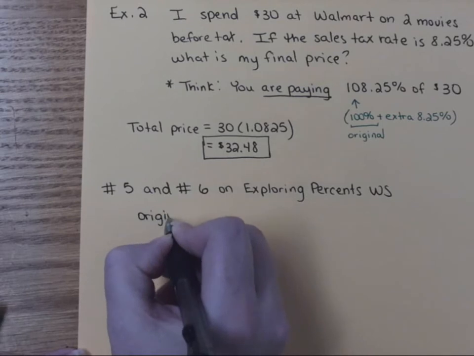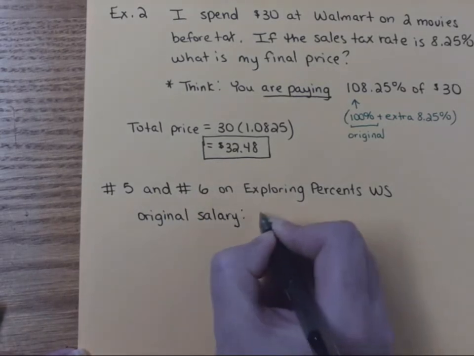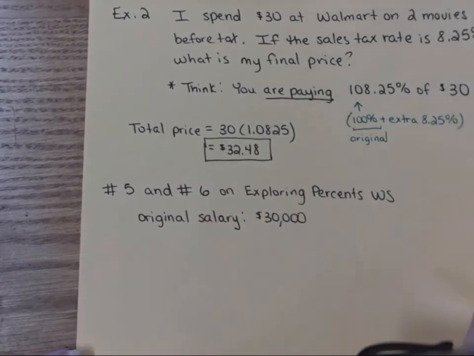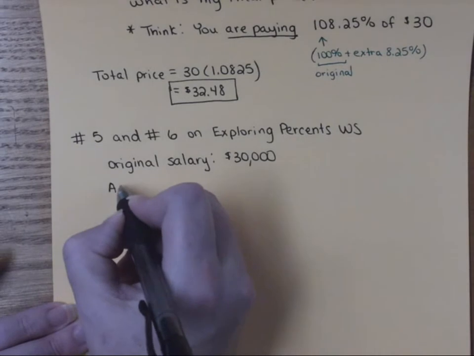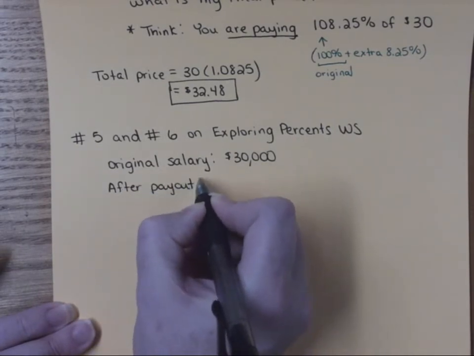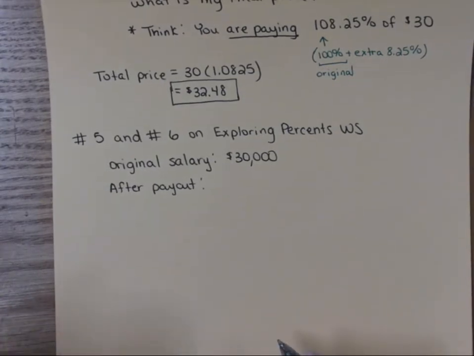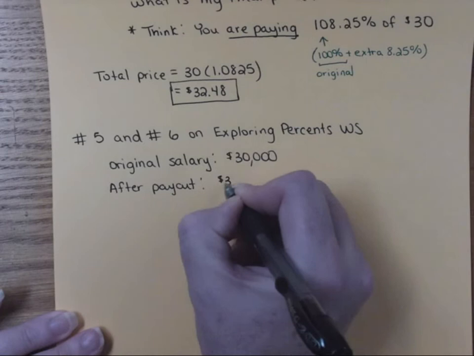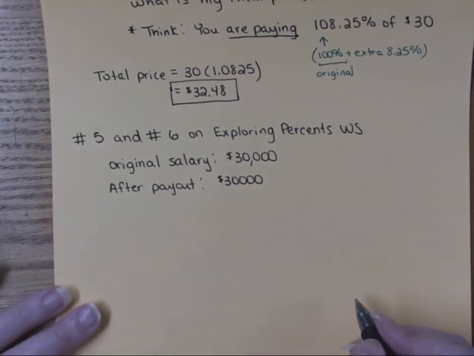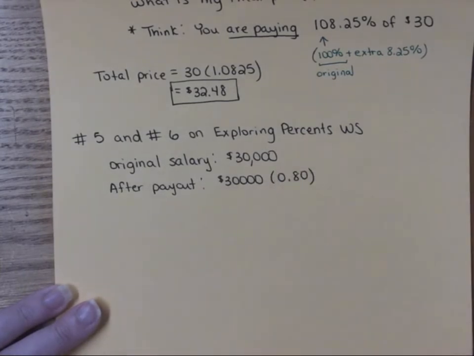Let's work through that together. So let's talk about what we know. We know his original salary before they started changing things at all was $30,000. Okay, so let's take this in order. So now let's talk about the pay cut. Okay, so after the pay cut, remember we're going to use our formula that I said before. So we're going to say, okay, I know he's making $30,000, but he took a 20% pay cut. So I'm going to focus on what he's still making, which is 80%.